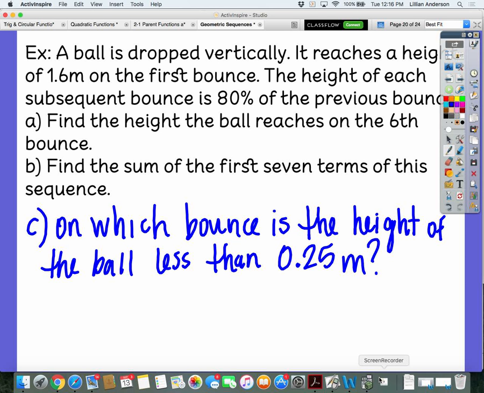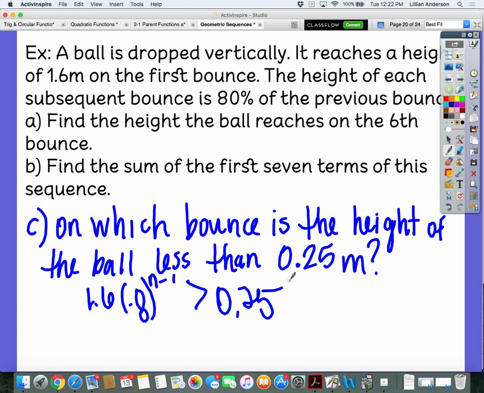Okay? So I want you guys to figure this out. I'm going to give you 2 minutes. In general, we're going to be using the same formula of 1.6 times 0.8, but this time we don't know what our exponent is, so it's going to be n minus 1. It has to be less than 0.25.